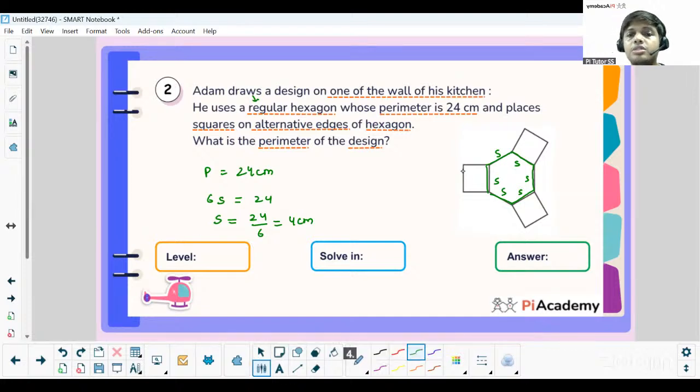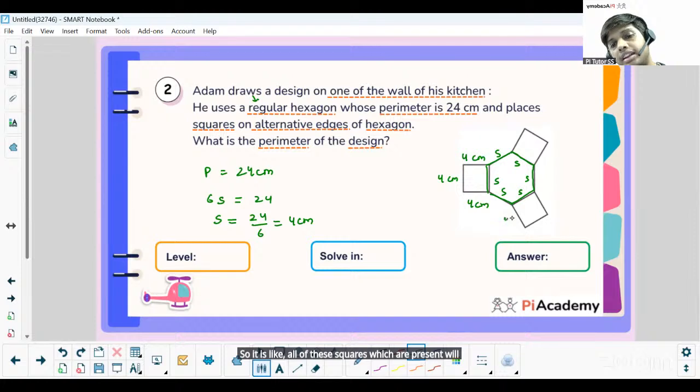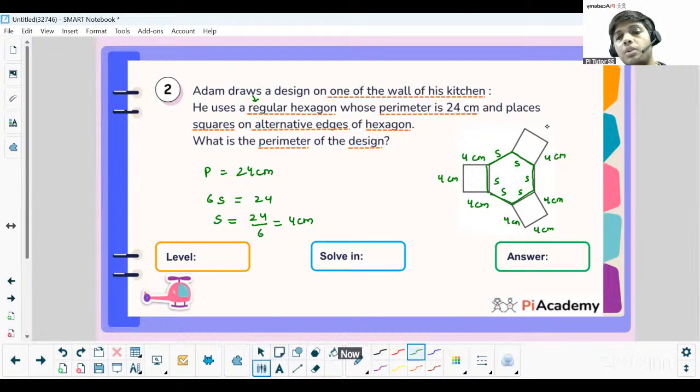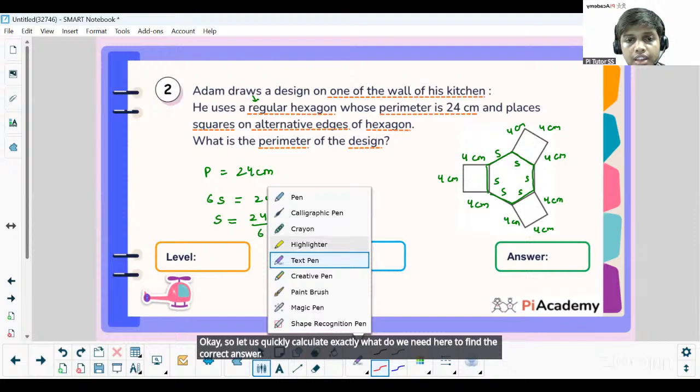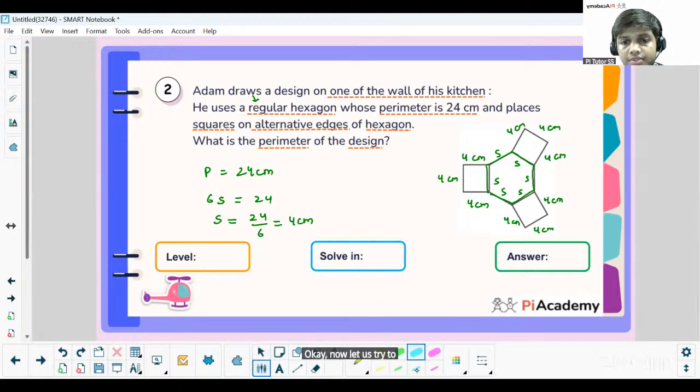Now look at this properly. One of the sides is now known to you. So all of the squares which are present will have 4 centimeter as their side as well, because they are made on top of the hexagon. Now I just need to calculate the length of the outer edges. Let us quickly calculate exactly what we need here to find the correct answer. Now let us try to highlight the portions that we need to find the answer.